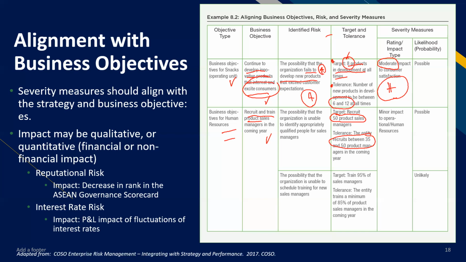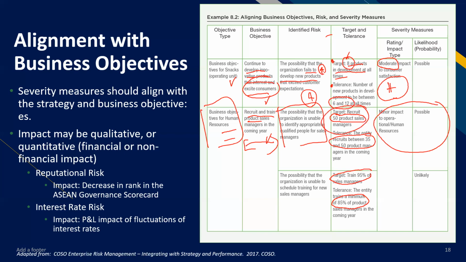So, for example, ito naman, 95% of the managers, ang tolerance niya, 85 minimum. Pag 70, severe na. Okay? So, yun ibig ko sabihin, because the objective and the risk are aligned. And so, therefore, your assessment of severity measure should be aligned also with the objective of the target and the tolerance of the organization. Okay?